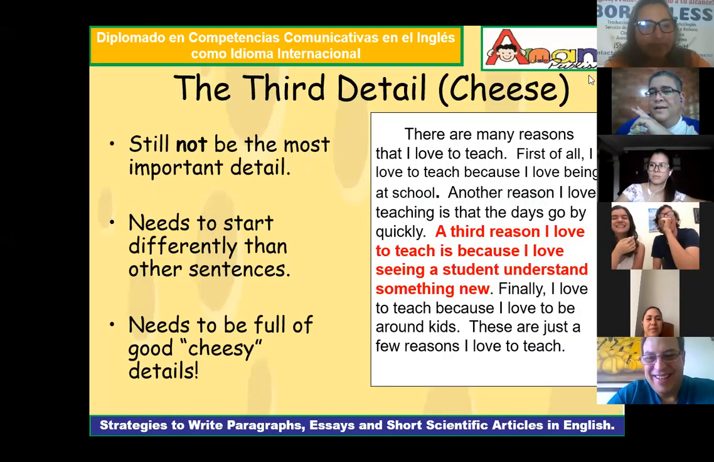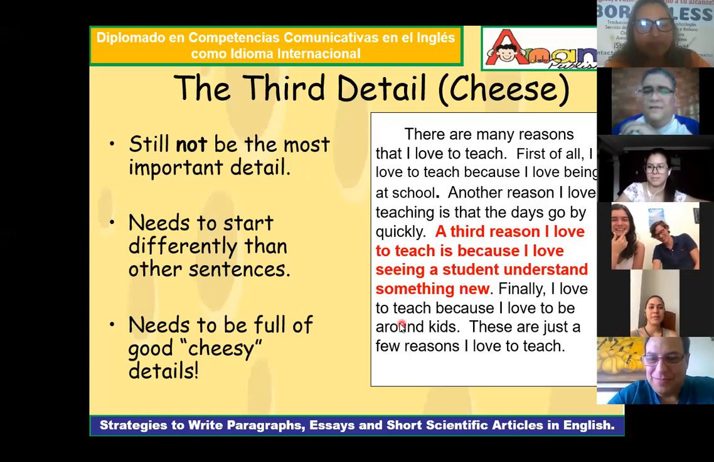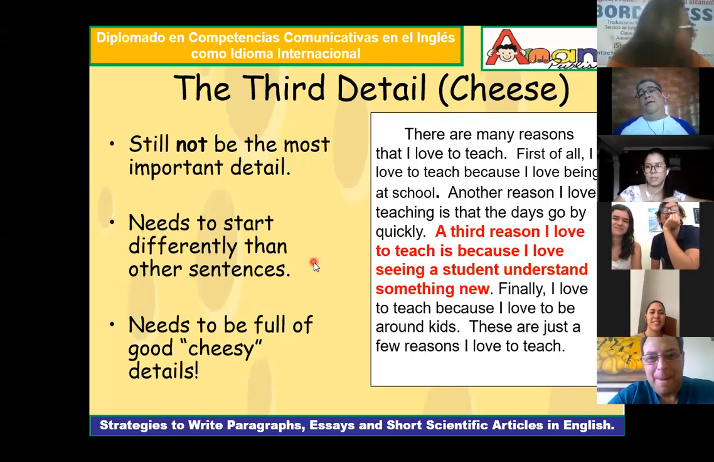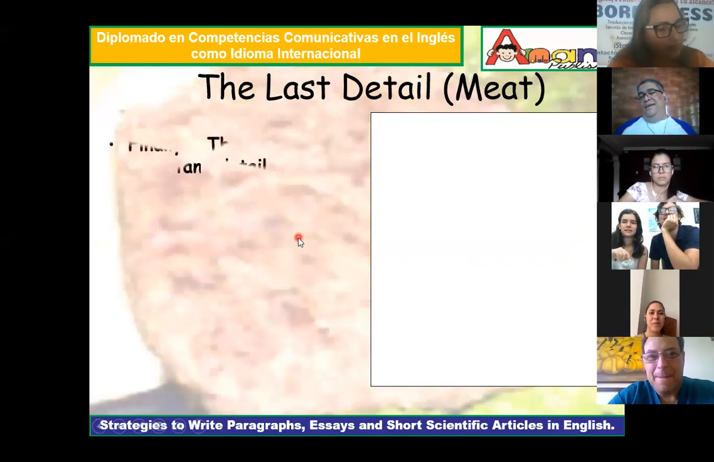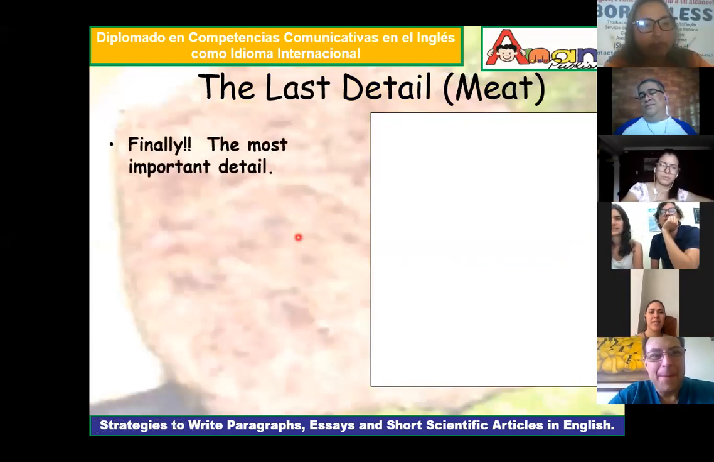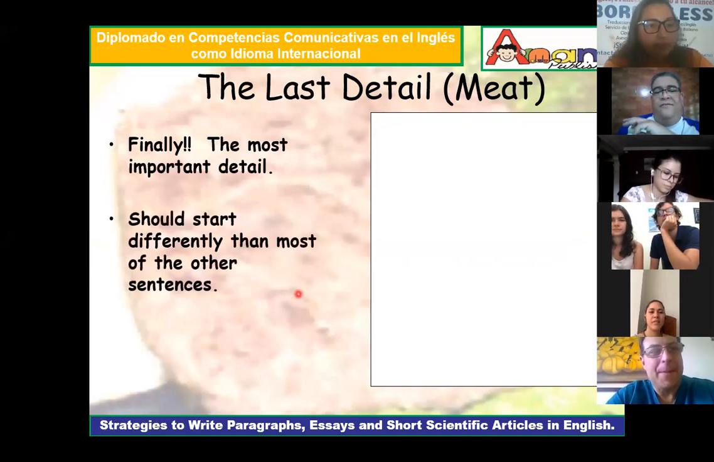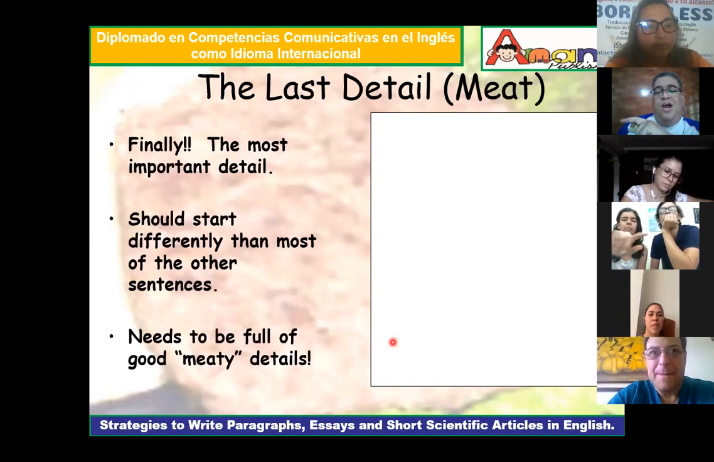So let's continue with this. A third reason I love teaching. Okay, what's the next ingredient for the paragraph? Jamón. Meat. Yeah, the last detail, the meat. Right, finally, the most important detail. It should start differently than most of the other sentences and needs to be full of good meaty details.